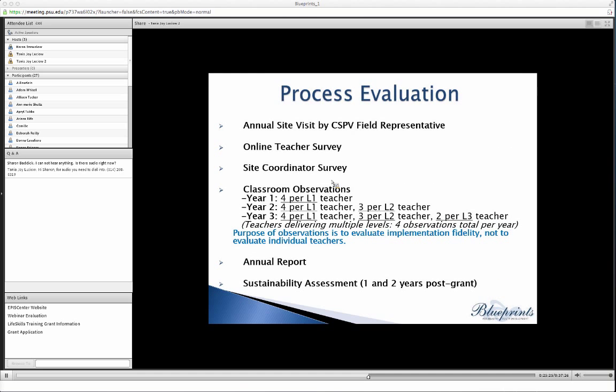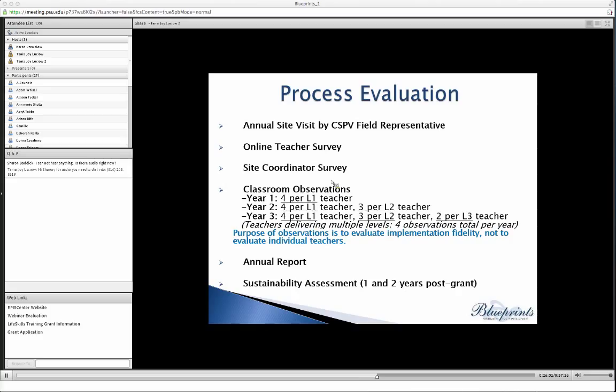Okay, so I mentioned earlier that we conduct a process evaluation with our grant to assess implementation fidelity. This has a few different components, so I'll just go over these quickly, and then if you have any questions, I'm happy to answer those later. The first is we conduct an annual site visit. This is done by the CSPV field representative that's assigned to each site. We also gather feedback from teachers and the site coordinator. The teachers complete an online survey, and the coordinator completes a paper survey, and this is done each year of the grant.